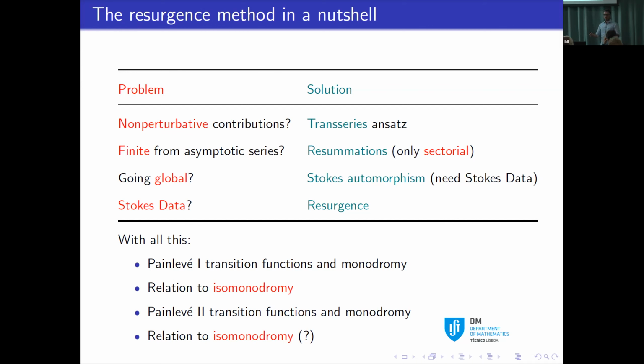So if one can understand all the Stokes data, now we can construct transition functions, and we can try to check if these transition functions make any sense in the context of the theory. But also, we can try to see if with these transition functions, one can reproduce isomonodromy results. And again, the Painlevé I case is the one that is going to be better explained, but then we will try to do a little simple computation on the Painlevé II side.